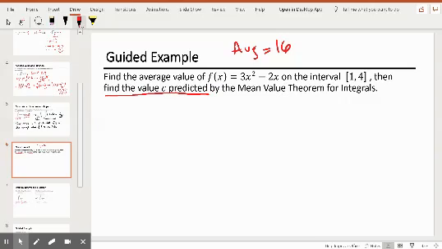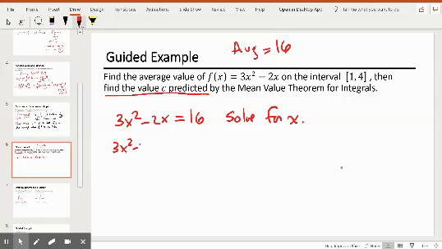All right, so to find the c value, we take the function 3x squared minus 2x, and we set it equal to its average and solve for x. This is a quadratic function. Let's get 0 on one side. Now we would like to factor this. Let's see, 3 times negative 16 is negative 48. And we need two numbers that multiply to negative 48 and add up to negative 2.